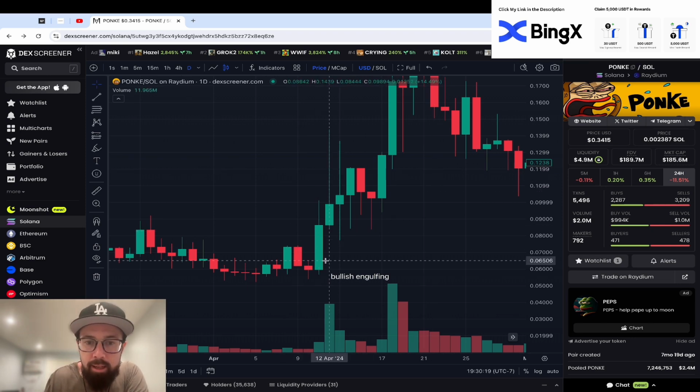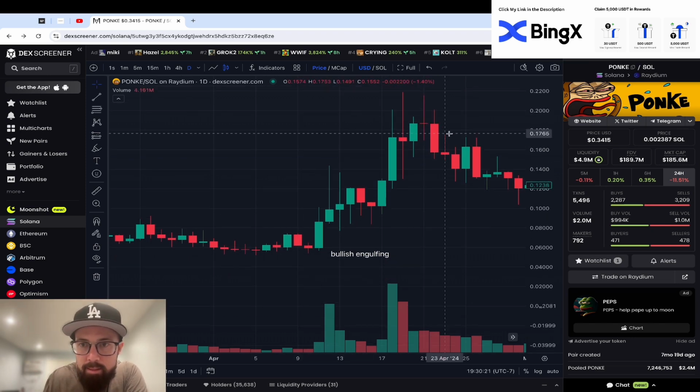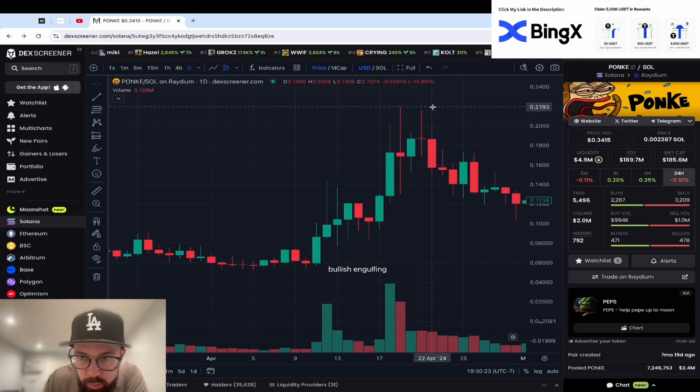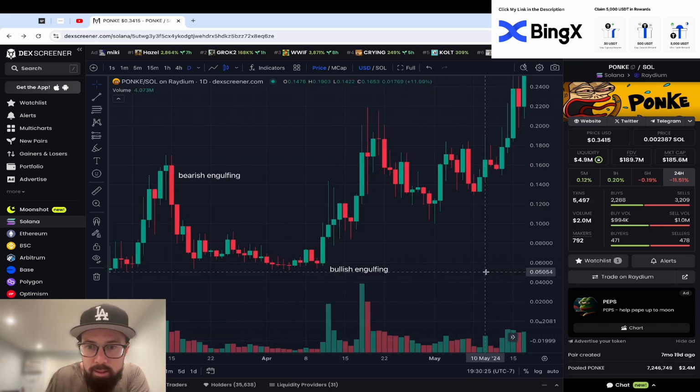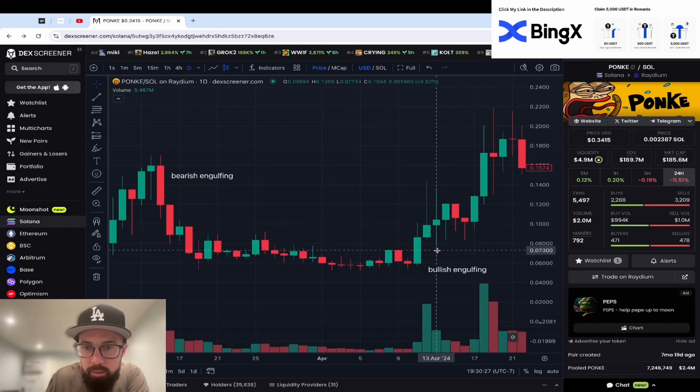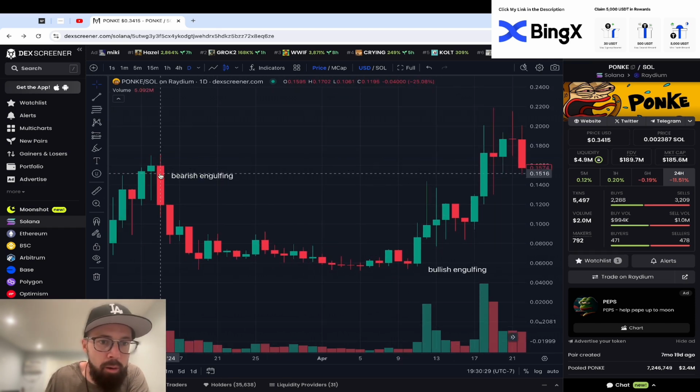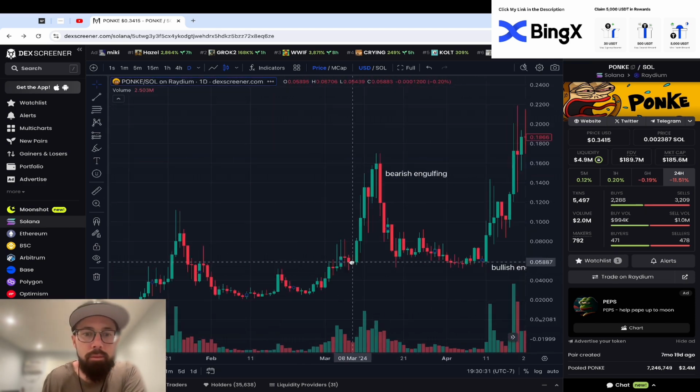And look what price did. It went from 6 cents all the way to 21 cents. Bullish engulfing right here, bearish engulfing right there. Beautiful.